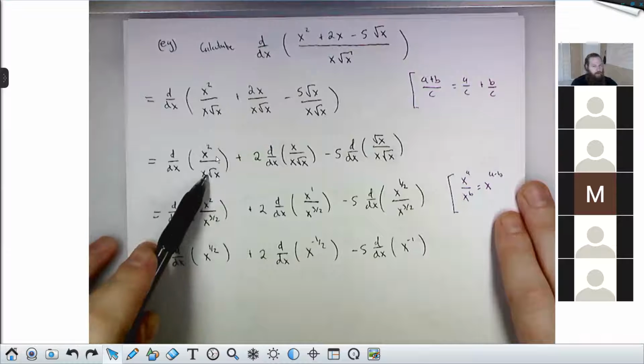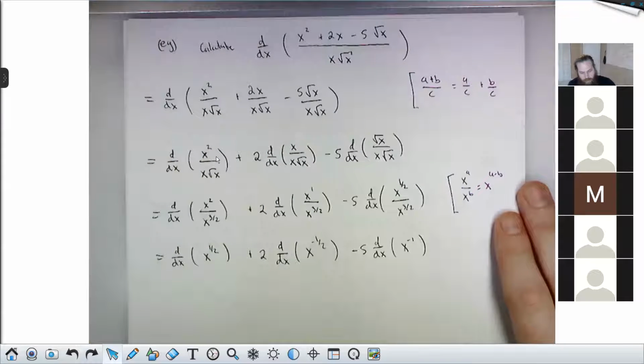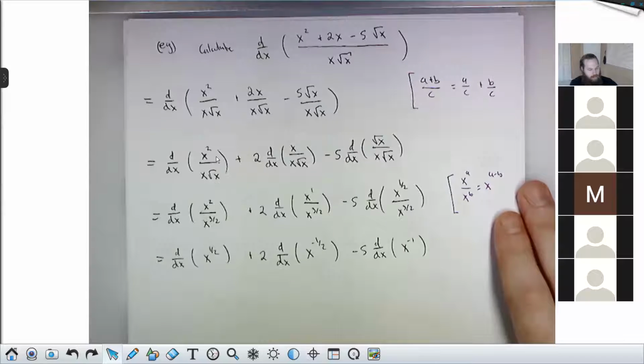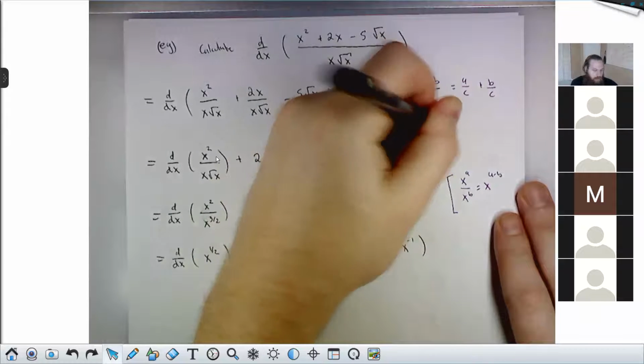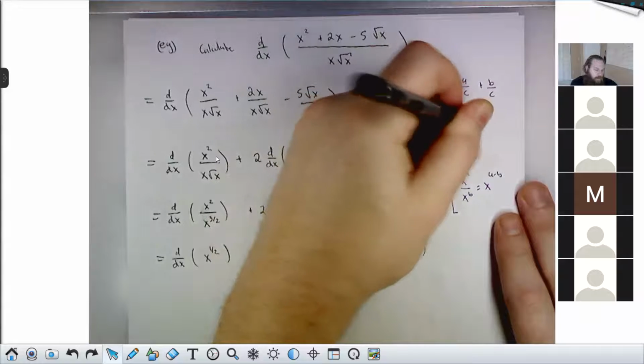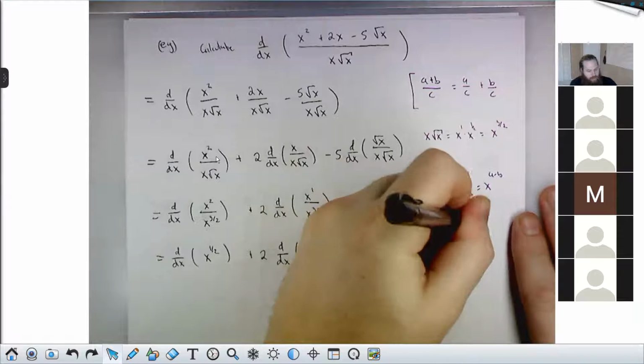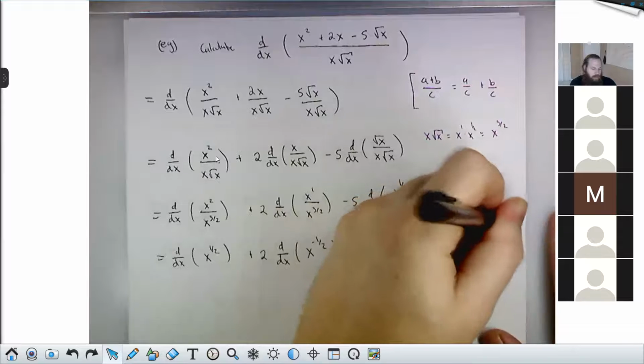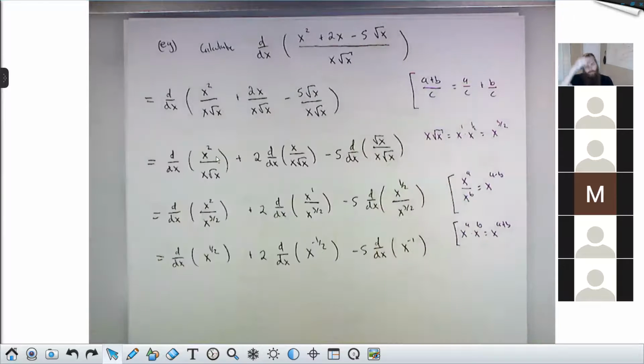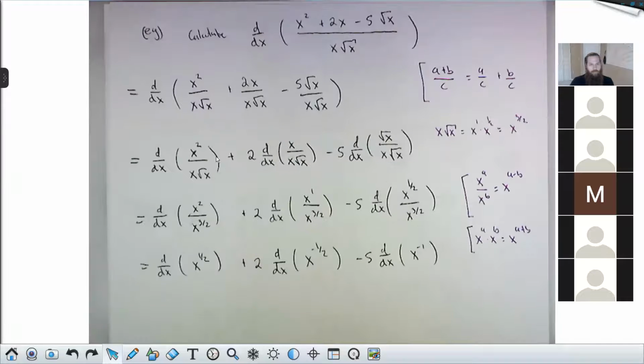The square root is x to the 1 half. So what I have in this denominator is x to the 1 half times x to the 1. x root x is x to the 1 times x to the 1 half, which is x to the 3 halves. I'm using the partner of this rule here, which is x to the a times x to the b is x to the a plus b. So that bottom x root x, x times the square root of x, that is x to the 3 halves. Like this piece on its own is x to the 1 half. This is x to the 1. x to the 1 times x to the 1 half is x to the 1.5 or x to the 3 halves.